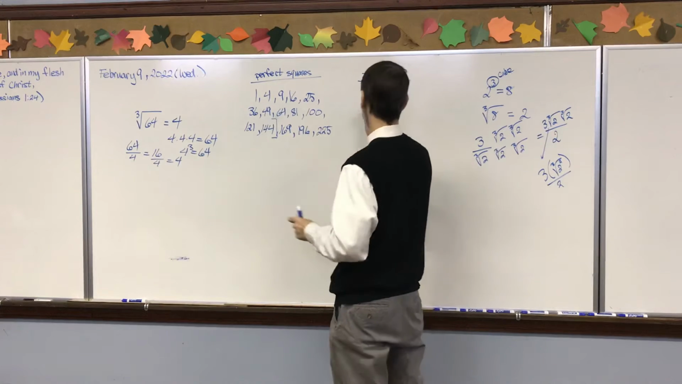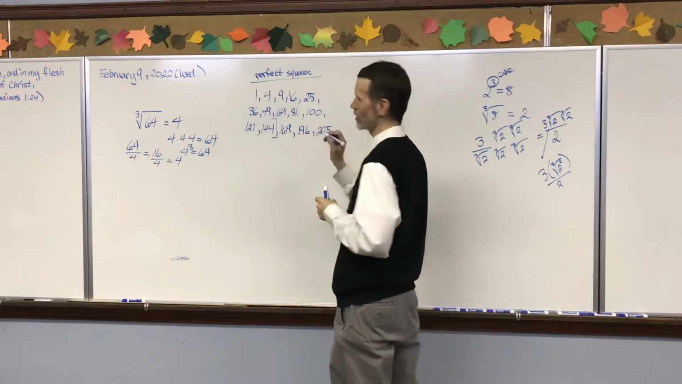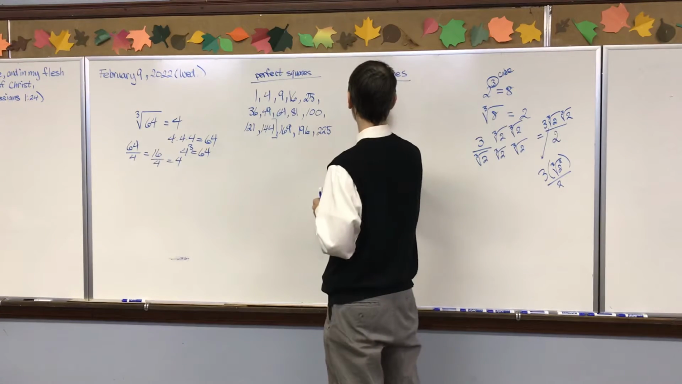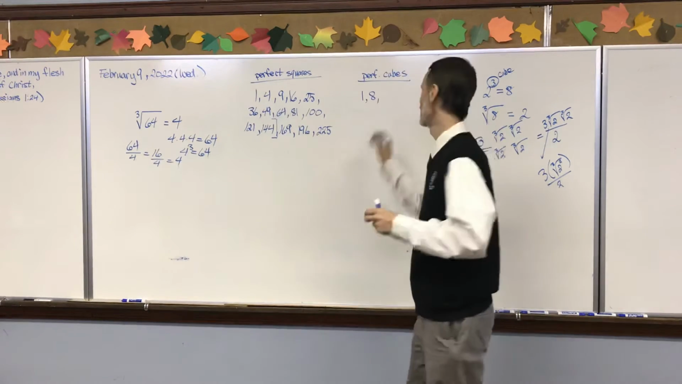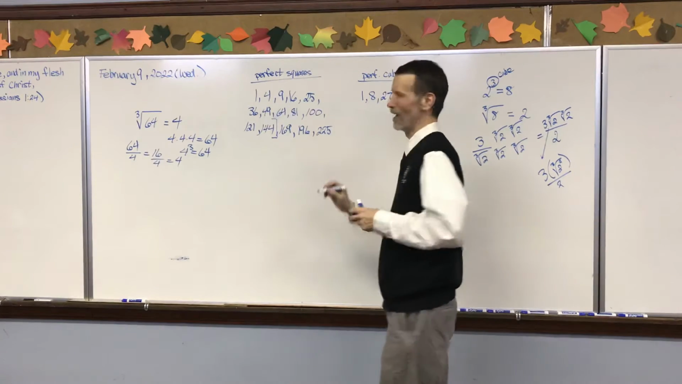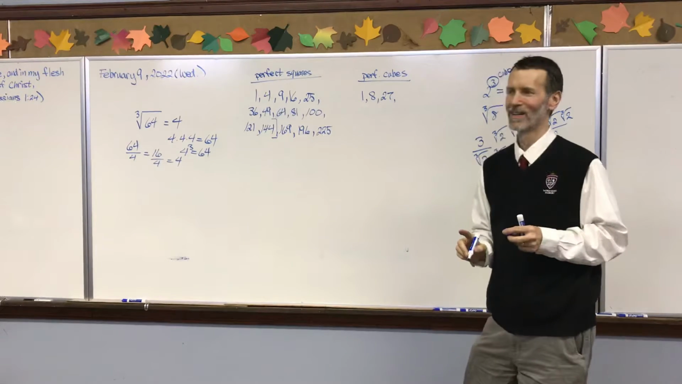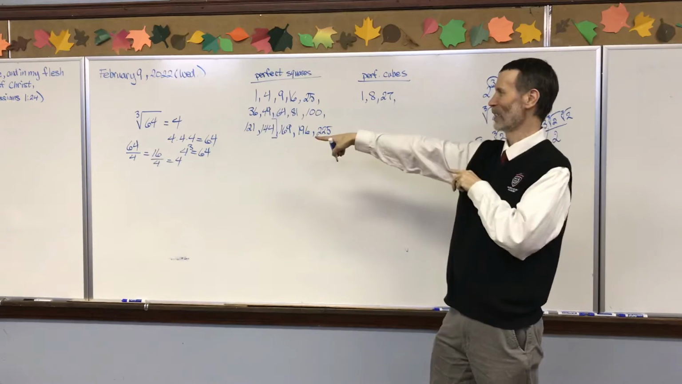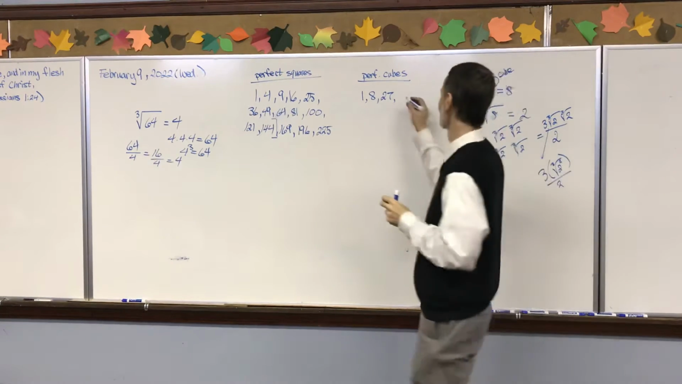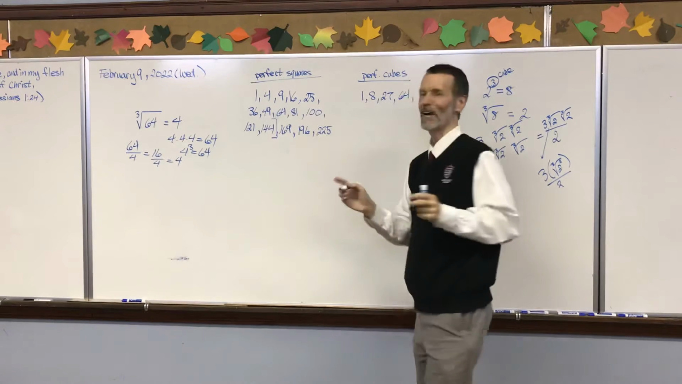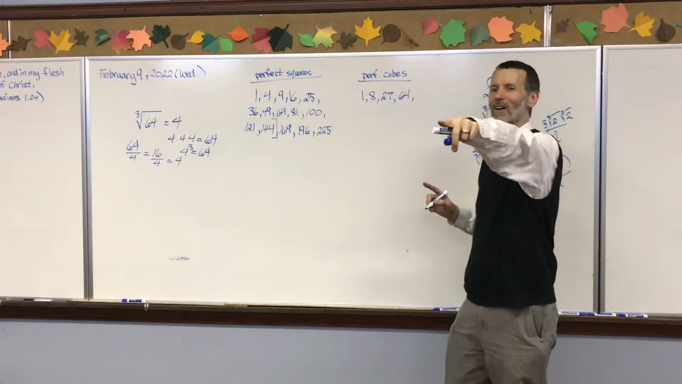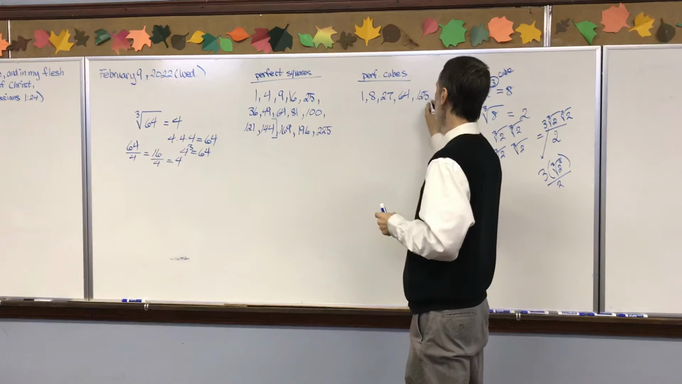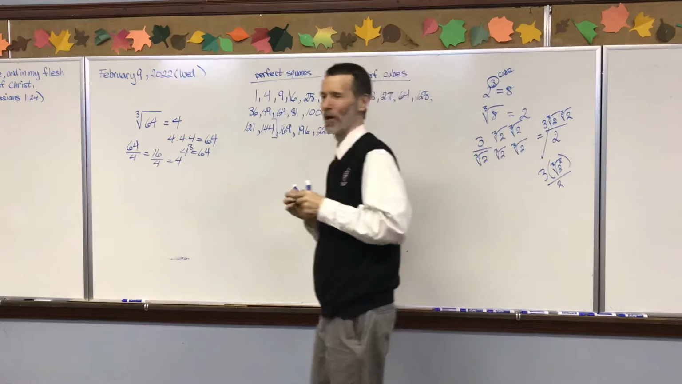What's 1 times 1 times 1? 1. What's the next one? 2 times 2 times 2 is 8. 27. Now, 4 times 4 times 4. 16 times 4 is 64. Does anybody know 5 times 5 times 5? 125. Now, I'm going to do one more row.